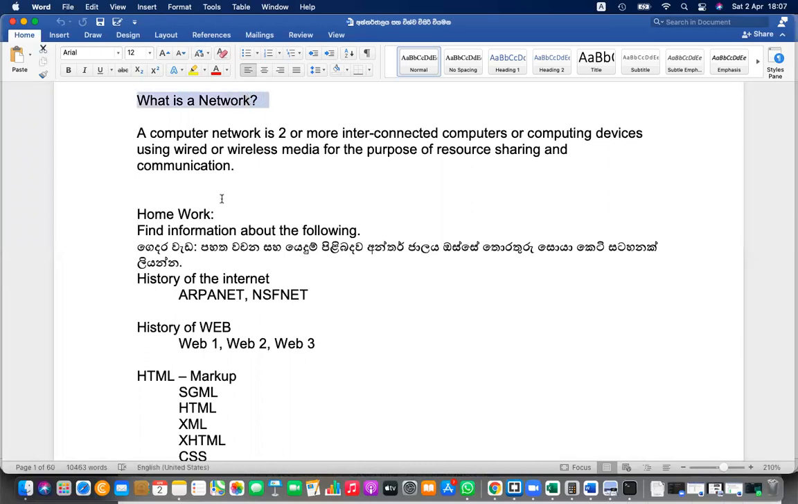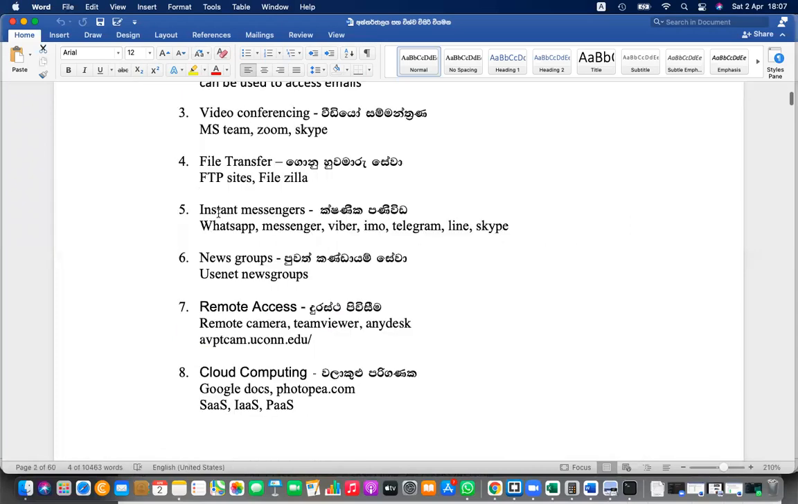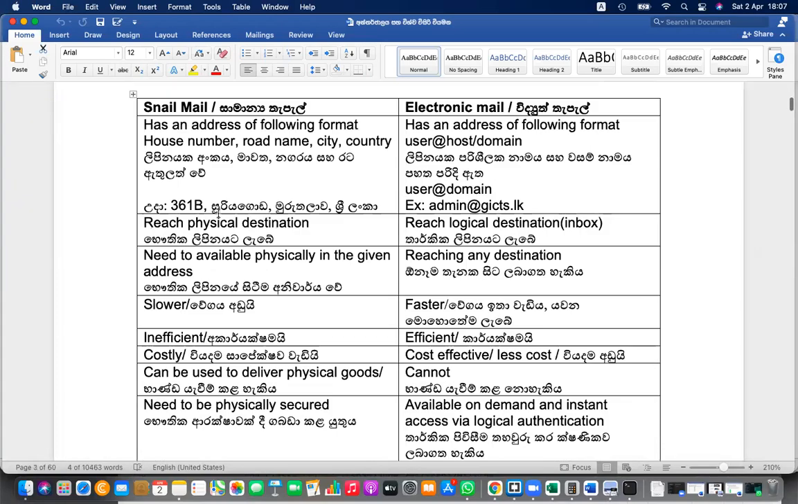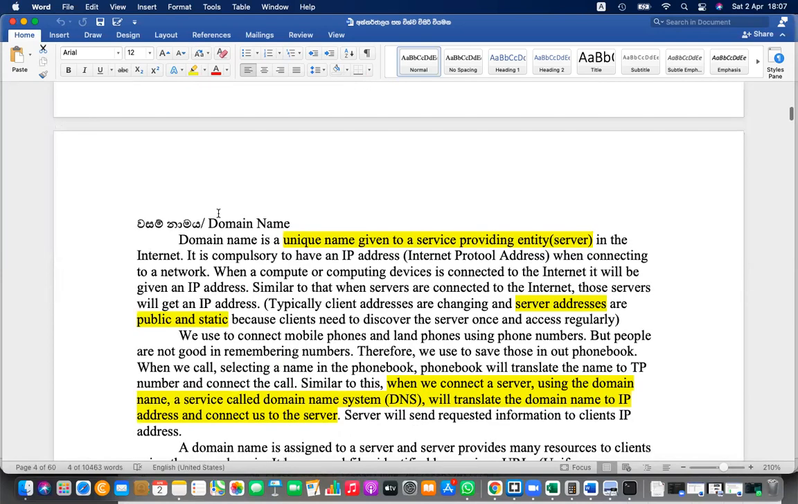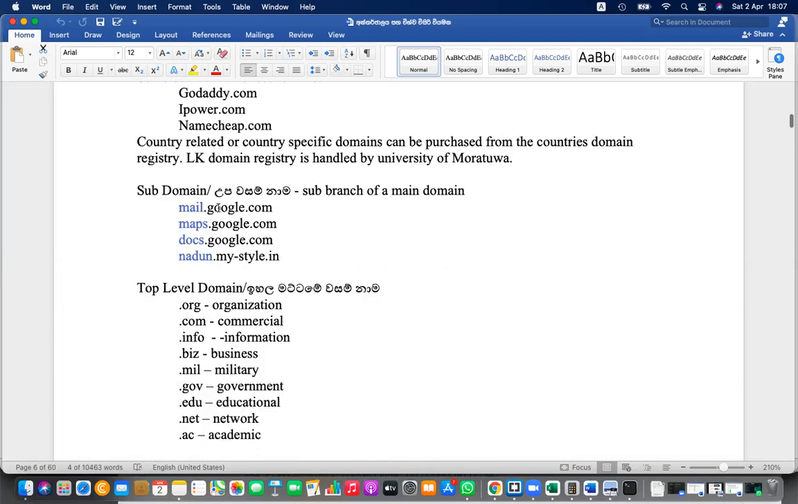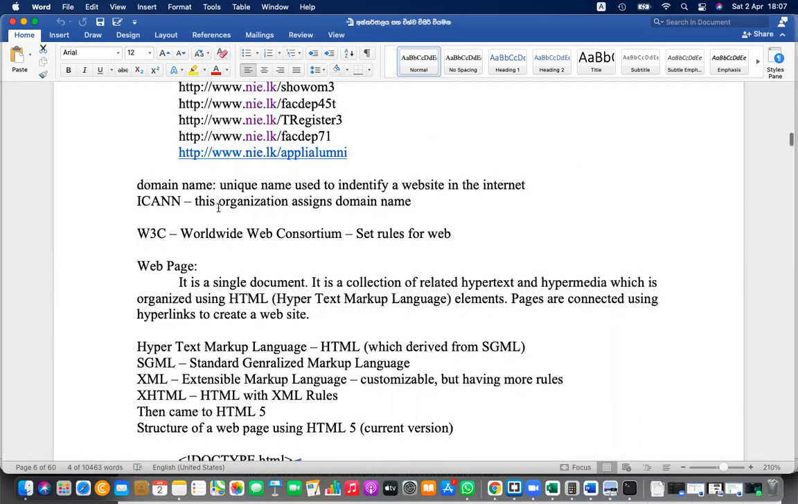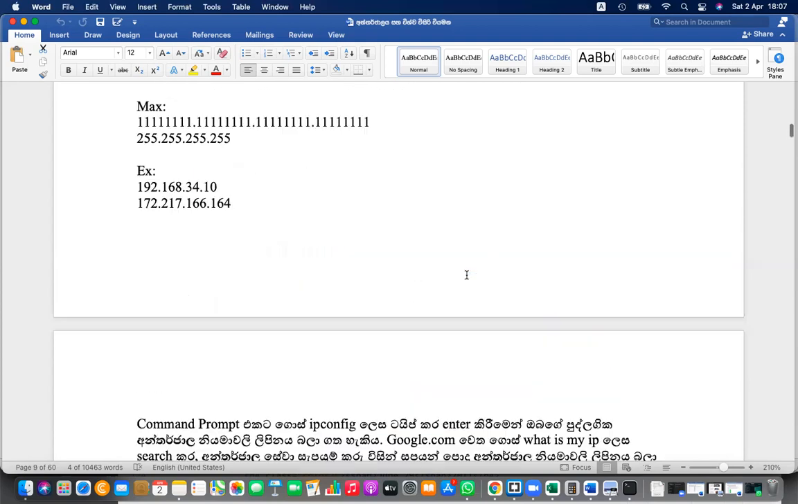So what is a network, then how this network and internet began, and then the different services of the internet, as well as special terminologies like client, server, and domain name. And after that, we need to discuss top level and country specific domain names, then IP address and all. Then I'll be discussing the practical HTML part. Okay, today's lesson will be theoretical, but next day I'll be starting the practical, which is related to HTML.